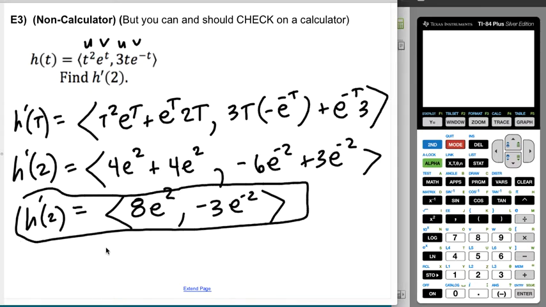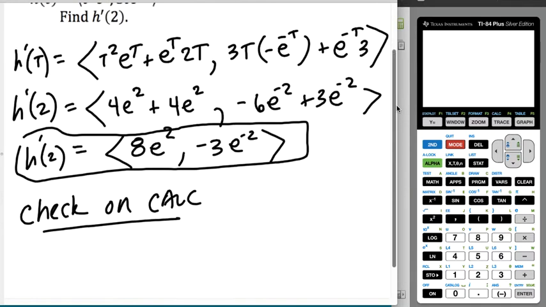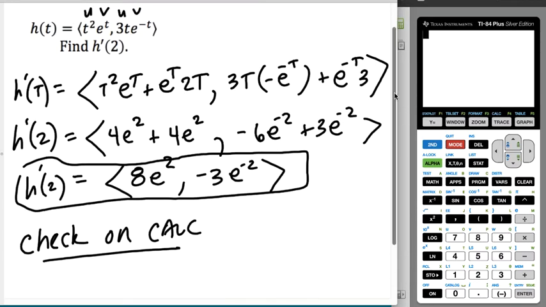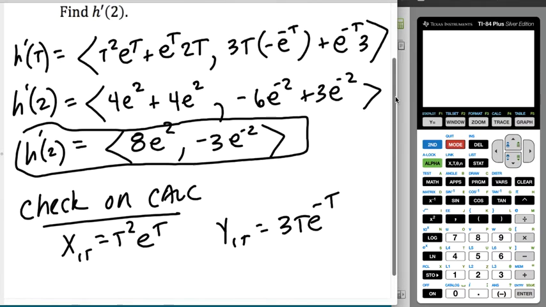Now, we can check this. If we're asked to check this on a calculator, you can either be in parametric mode or not be in parametric mode, to be perfectly honest. It's okay if you want to be in parametric mode. It's also okay if you don't want to be. So if I'm in parametric mode, I could call x1t the t squared e to the t, and I could call y1t the 3t e to the negative t. Let me double check that that's correct.